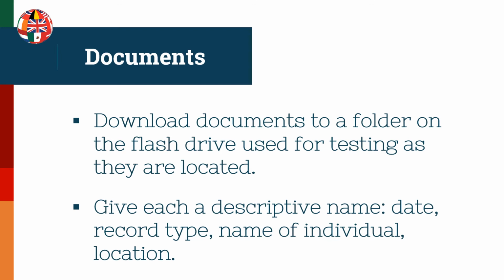Again, with your documents, it's good practice to download them to a folder on the flash drive used for testing as they are located. As you download your documents, be sure you're giving them a descriptive name so that when you go to give them the document number, it'll be easy to tell what they are. I recommend using the date, the record type, the name of the individual, and the location. If you immediately rename each document, putting it into a folder, then at the end of your project, when you are ready to assemble those in order, it should be easy for you to find the document that you are including in the report.